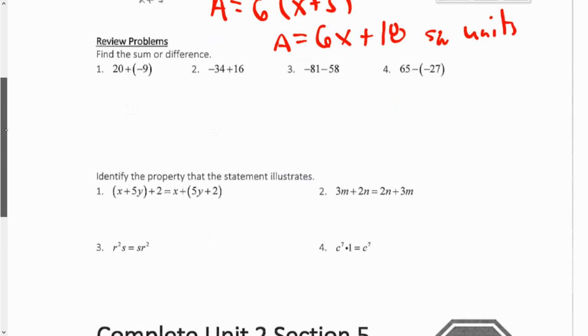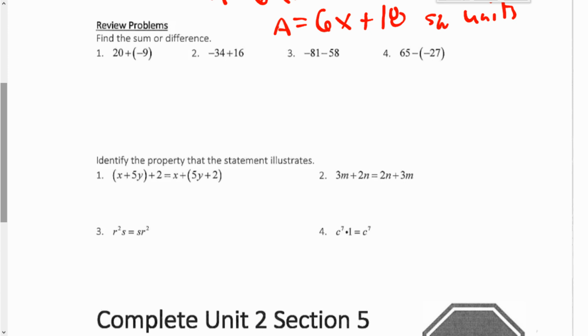All right, the last thing in this section is some review problems. So practice with adding and subtracting integers. If you have any trouble at all, please make sure you ask questions. If you have questions on any of these, ask your teacher so we can help you. And then the bottom is just a review of the different properties that we went over earlier in Unit 2. All right, guys, that's it for the Unit 2 Section 5 video.